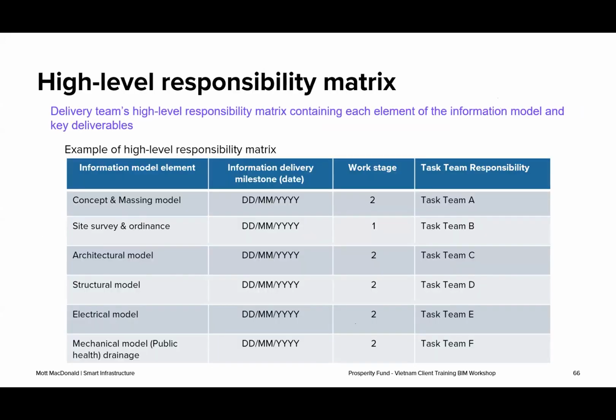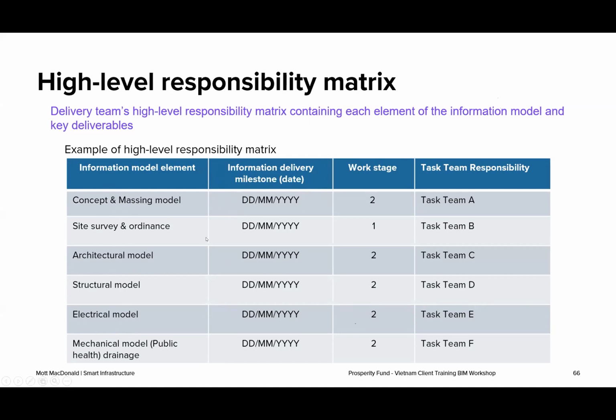So one of the really key parts of the BIM execution plan at pre-appointment stage is the responsibility matrix. So what this does is describe how the bidder is intending to break down the models. So in this example, the models have been broken down into different disciplines, but it could also be packages of work or different buildings or different projects altogether. And then they've included the milestone date when that model will be shared.